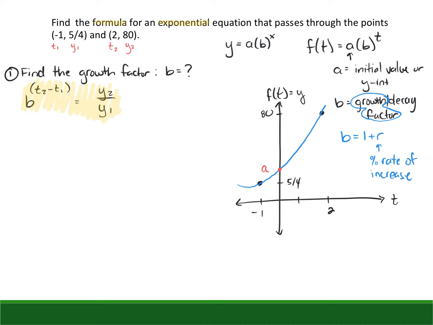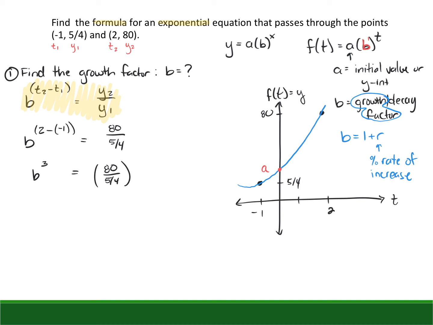And then now what we're going to do is just substitute in all the pieces. So b raised to the t sub 2, which is 2, minus t sub 1, which is -1, is equal to 80 divided by 5/4. Okay, I'm going to just leave the fraction as is. I don't need to simplify it or anything right now. And so 2 minus -1 is 3, so that's b to the 3rd power is equal to 80 over 5/4. Okay, now the formula calls for just b, and so you can think of that as b to the 1st power, not b to the 3rd power.